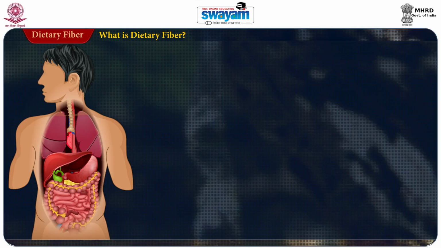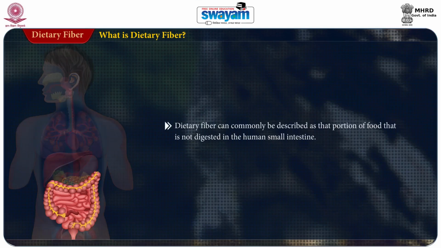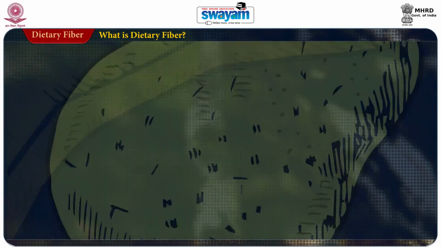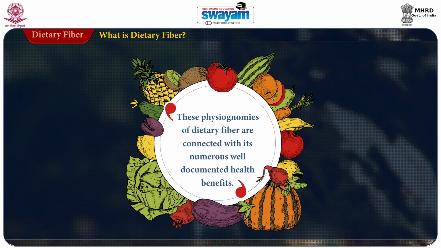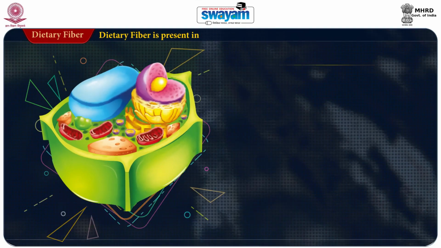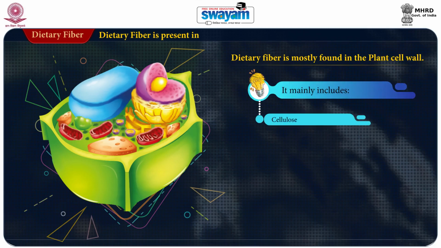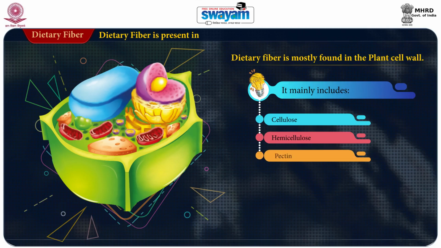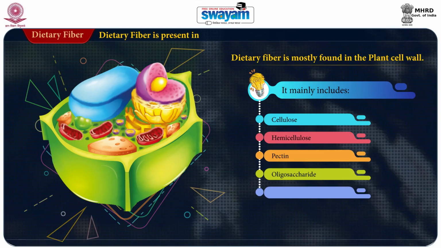Let's understand first what is dietary fiber. Dietary fiber can commonly be described as that portion of food that is not digested by the human small intestine. It passes into the large intestine where it is partially or fully fermented. These physiognomies of dietary fiber are connected with numerous well-documented health benefits. Dietary fiber is most commonly found in the plant cell wall. It includes cellulose, hemicellulose, pectin, oligosaccharides, and lignin.